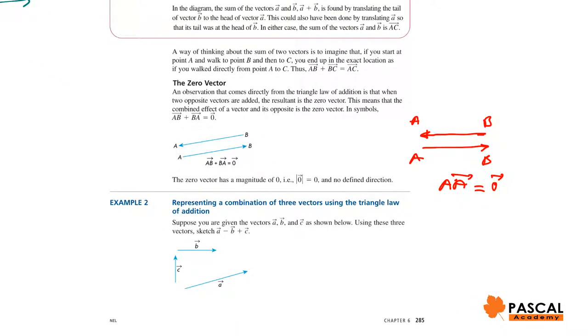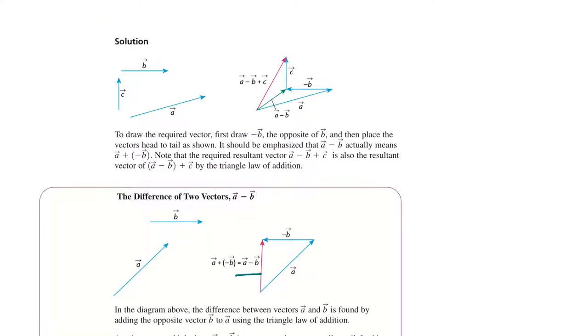Example two, draw A plus minus B plus C using the vectors shown in this diagram. Notice that vector A plus vector minus B is called the difference between A and B. First, we draw a diagram when minus B and A are tail to head. Therefore, we have vector A minus B, and we add it with vector C.